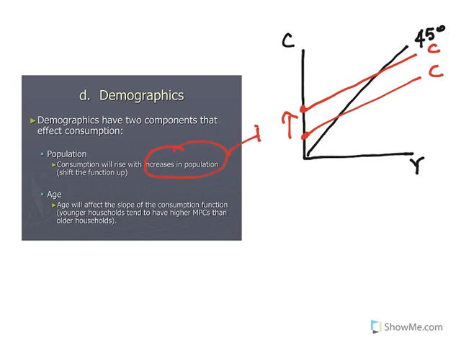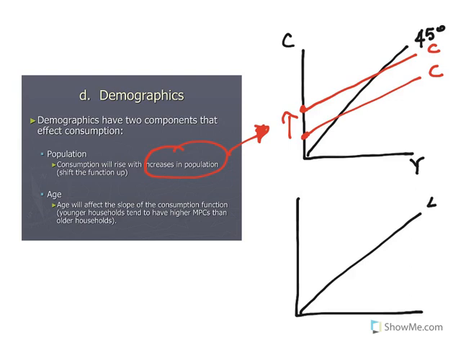So that's what we see going on here. And then of course, vice versa. If you have a decrease in population, then you should see autonomous consumption declining and your consumption function would be shifting down. However, let's say we're not talking about the population. What if we're talking about the age makeup of your society? That actually impacts your consumption function differently. So we can start out with the same consumption function like so, when we're showing the relationship between consumption and income.